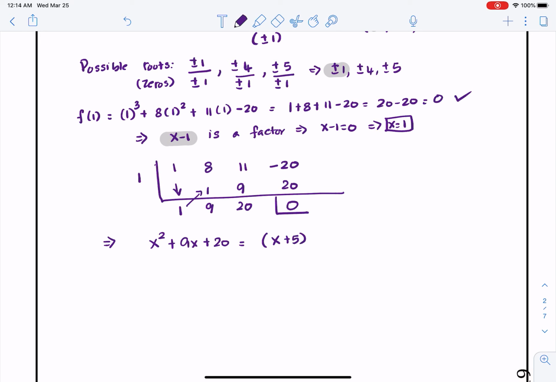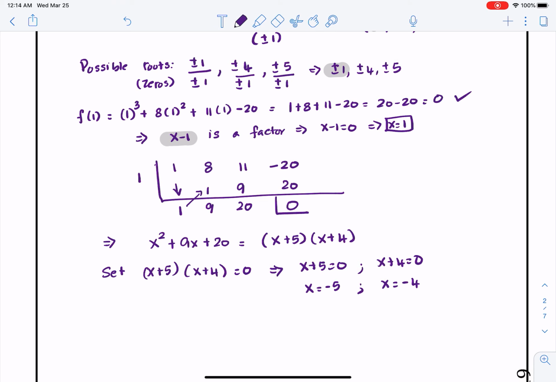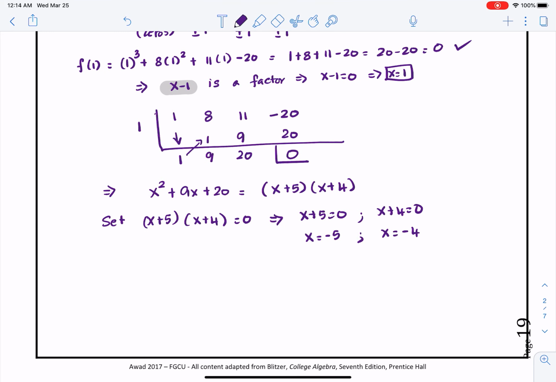that can be factored, so we could factor it as x plus 5 times x plus 4. So we set x plus 5 times x plus 4 equal to 0 and solve for the zeros. This would mean x plus 5 is 0 and x plus 4 is 0, so x is equal to negative 5 and x is equal to negative 4. This would imply the zeros are 1, negative 4 and negative 5.